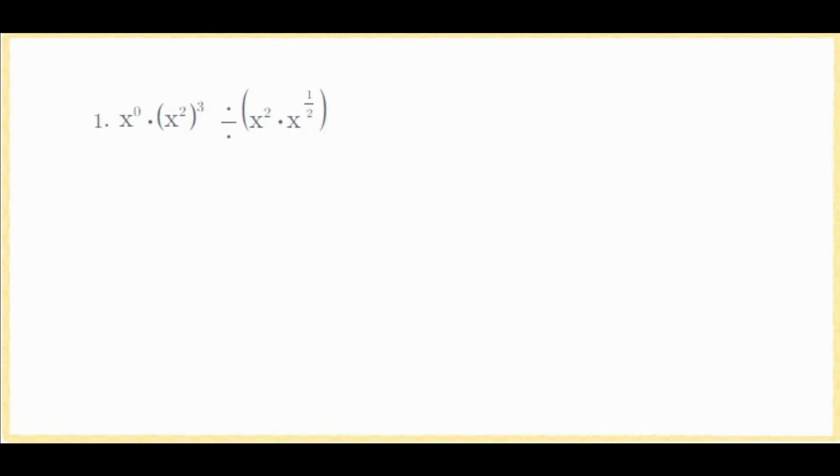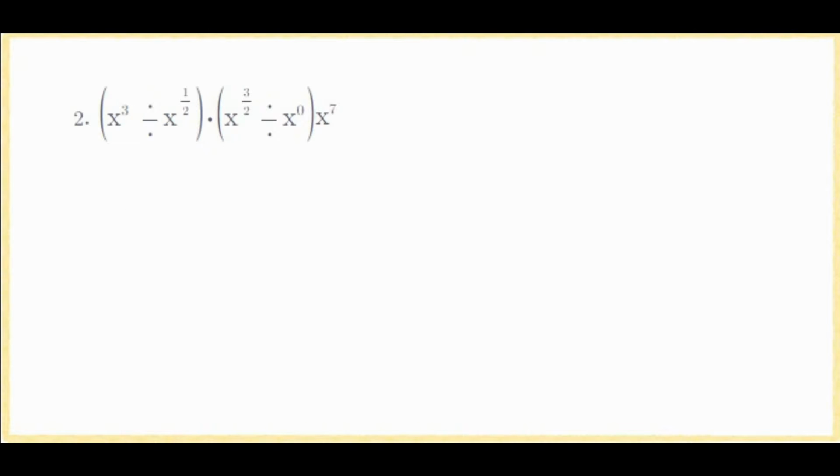Let's work through this example. So we're going to use our rules of exponents. So x to the 0 becomes 1, and then x squared to the third becomes x to the 6th, and then x to the second power times x to the 1/2 power becomes x. So we have 1 times x to the 6th divided by x. So we end up with x to the 5th.